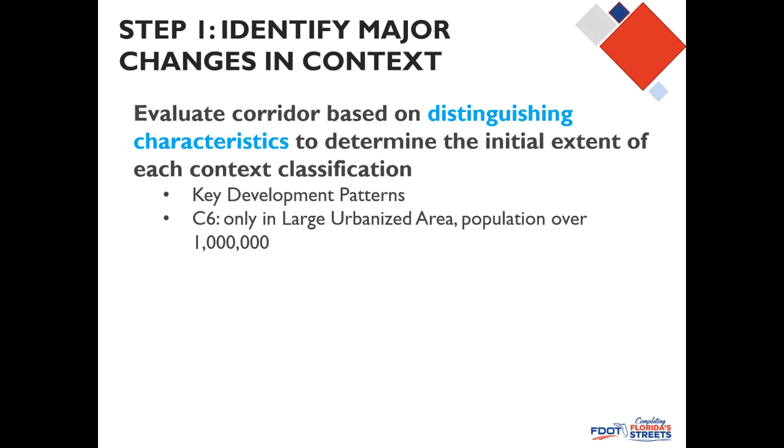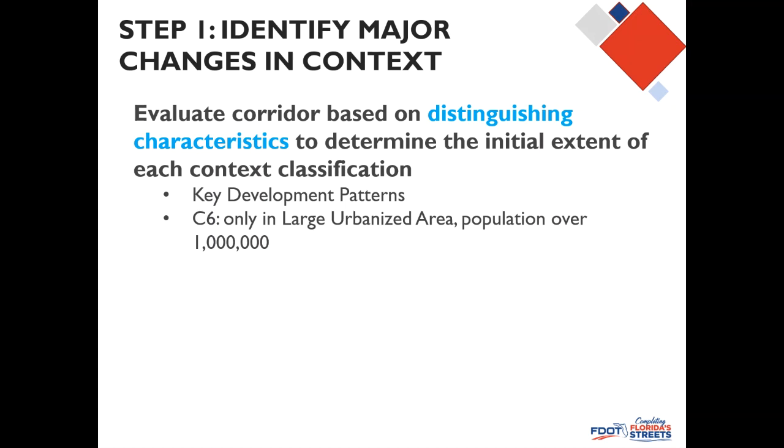A few things to keep in mind. You're looking at some key development patterns. You're looking for areas, is it rural, is it urban, is it suburban? You can gauge this pretty quickly just by eyeballing it, even from Google Earth. And if you're familiar with the area at all, you're going to already kind of know this kind of thing.